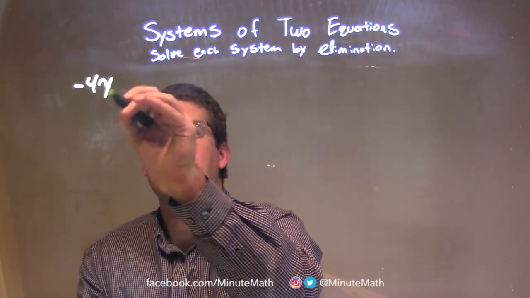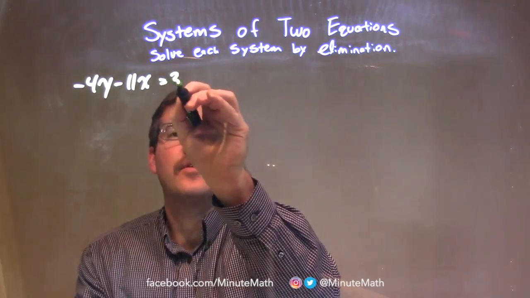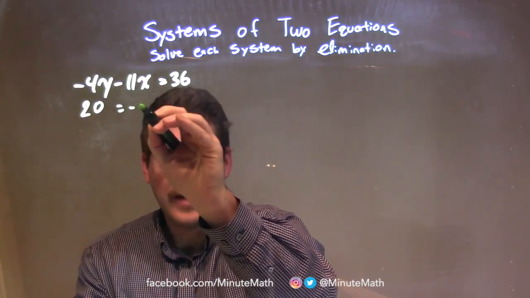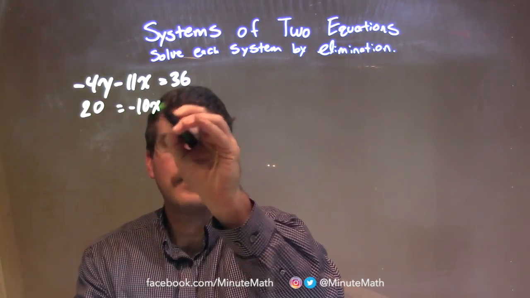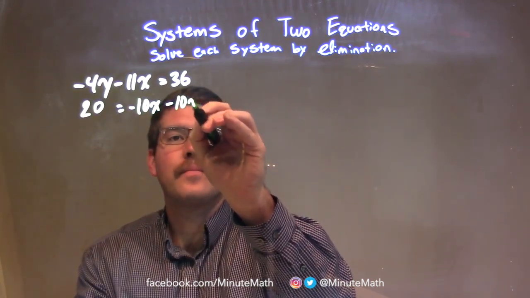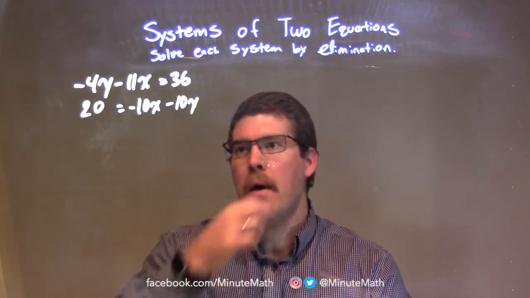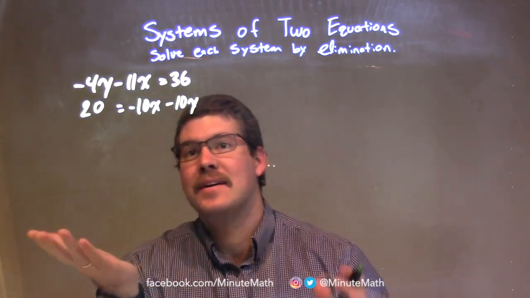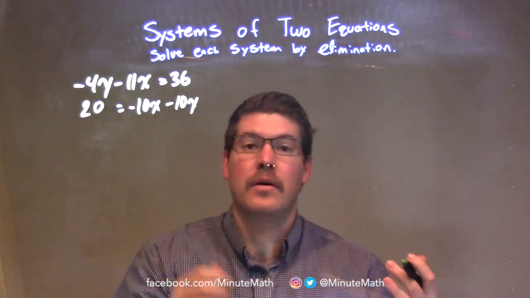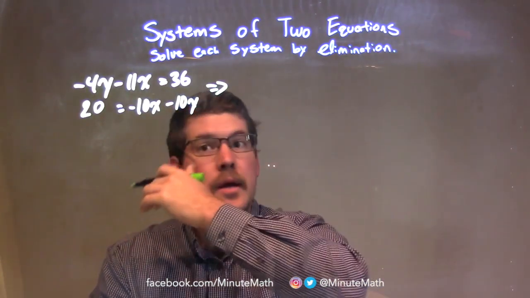Negative 4y minus 11x equals 36, and 20 equals negative 10x minus 10y. Okay. Well, what I want to do is get these equations to look the same. Essentially have all the x's on one side, y's on one side, and the numbers on the other side. That's the way I like to see it for elimination. So let's go rewrite it.